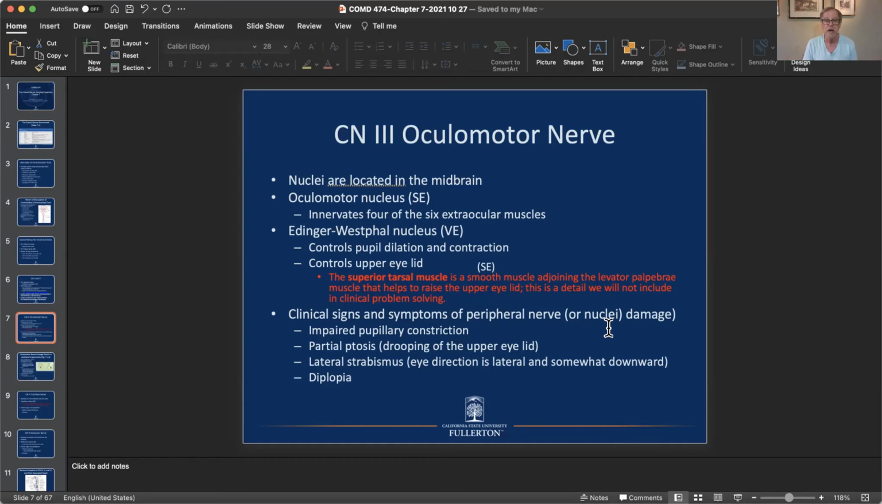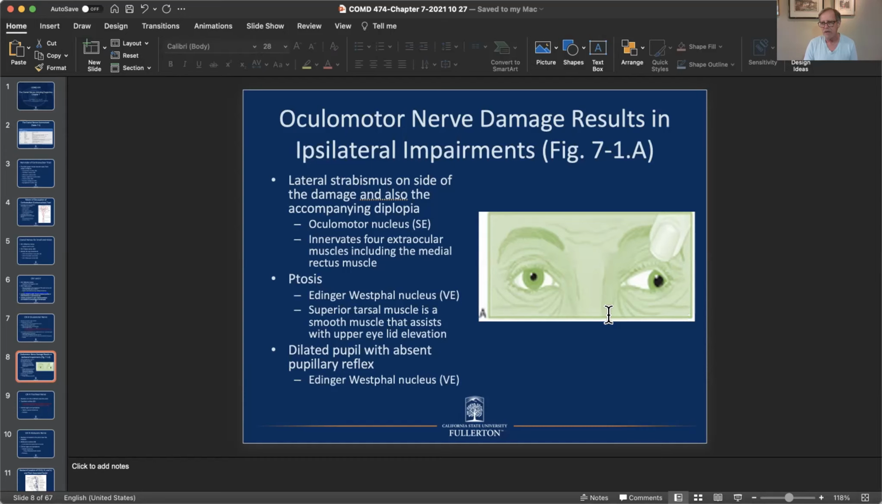All right. Here is an illustration of that. The eye is drooping, and somebody is pulling the eyelid up a little bit. And you can see that same eye is off to the side. That's the lateral strabismus. They would also have a diplopia. And you can also see that they have a dilated pupil. So those are the three characteristics of what's called an oculomotor palsy or a third cranial nerve palsy.